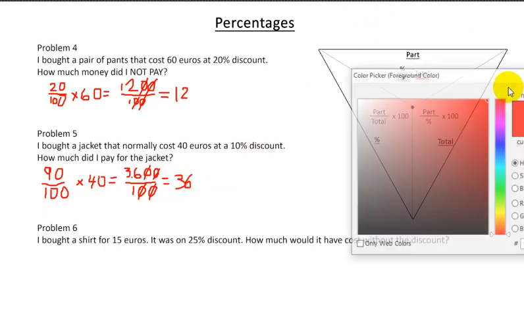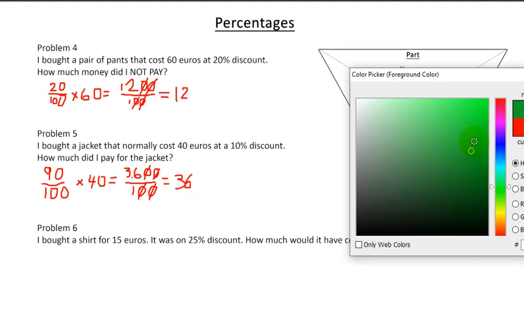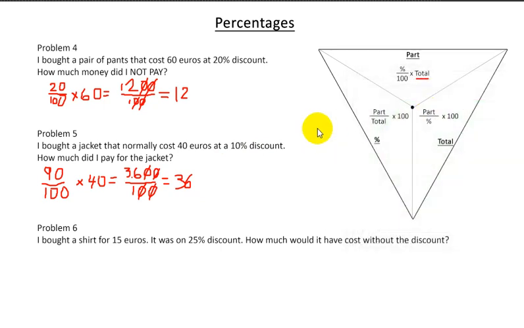Now I'm going to take green and we're going to solve that the second way, which is let's find 10% of 40 and subtract it from 40. So what's 10% of 40? That looks kind of bluish. No, it looks green, just in the light. 10 out of 100 of 40. 10 times 40 makes 400 over 100, which makes 4.